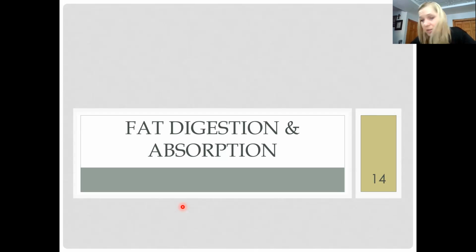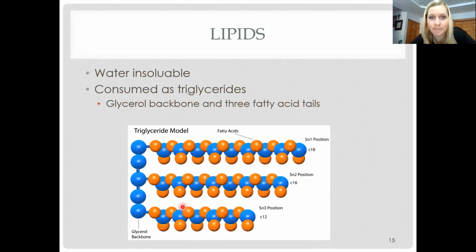Now let's take a look at what's happening with fats. In order to understand how to digest and absorb fats, we first need to understand how they are made. Fats are generally consumed in the form of a triglyceride. Tri means 3. So basically I have a glycerol backbone and 3 fatty acid tails that shoot off the back here.